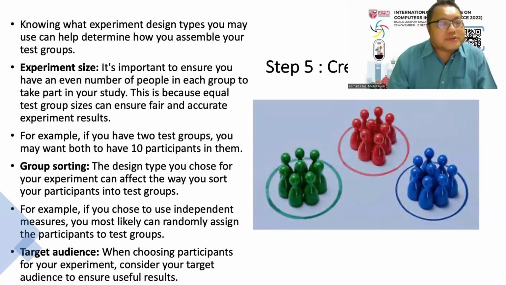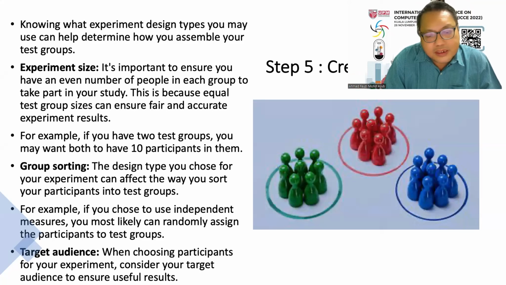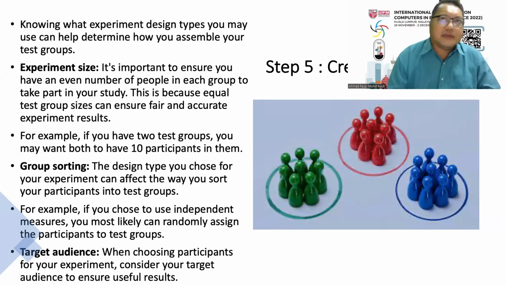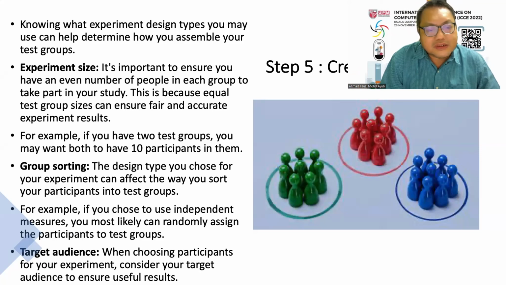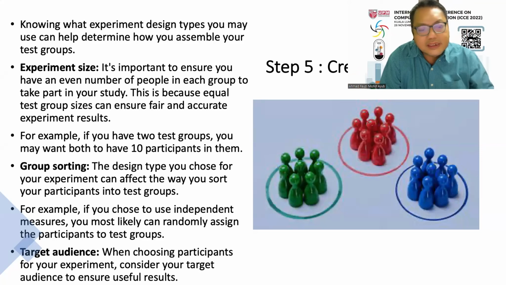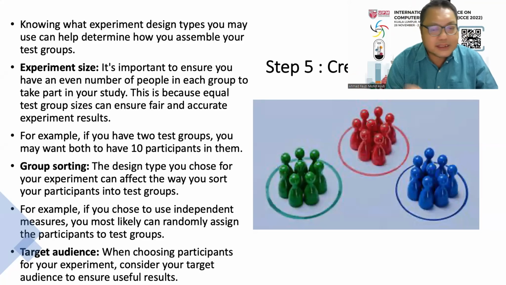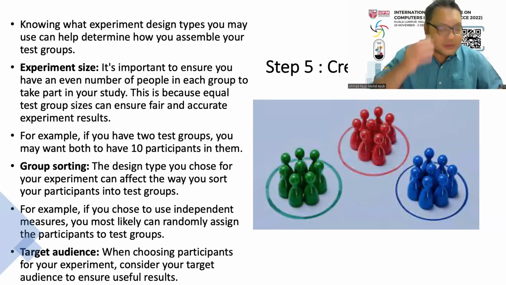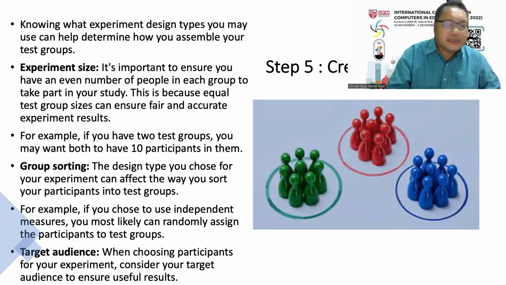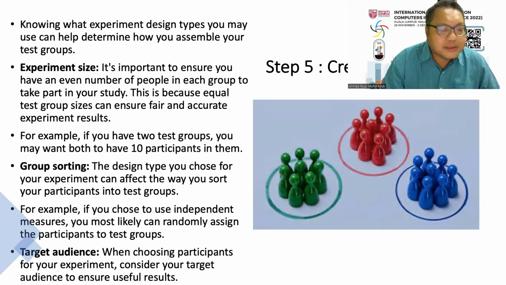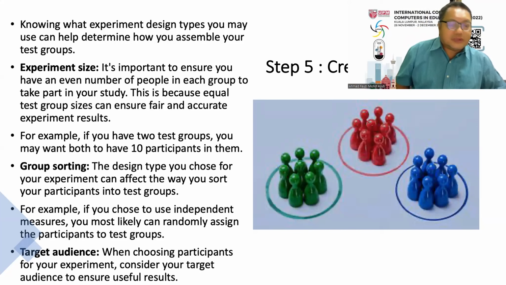And then in terms of group sorting, the design that you choose for your experiment can affect the way you sort your participants into test groups. Basically, we have two different experimental research designs: the true experimental design and the quasi. In the true experimental design, you can randomize your respondents, but in the quasi, you cannot randomize. I'll explain in detail, but you need to make sure of this.